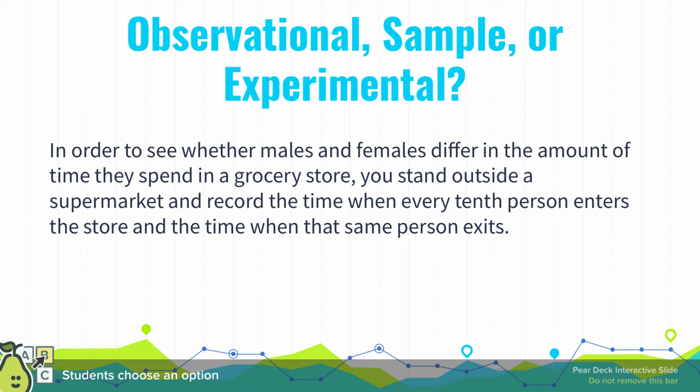So in our first example, in order to see whether males and females differ in the amount of time they spend in a grocery store, you stand outside a supermarket and you record the time when every 10th person enters the store and the time when that same person exits. So since you are just standing outside and recording times, this is considered an observational study. You are just observing what time they spend in the supermarket.